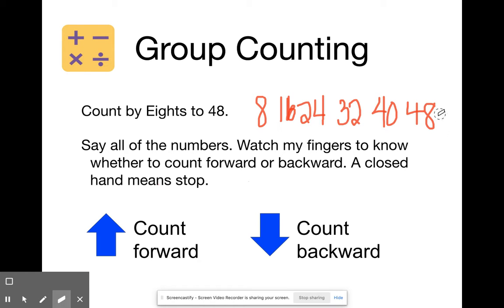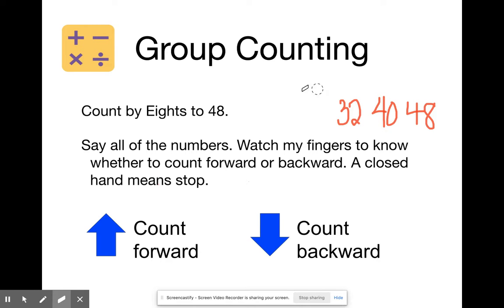Okay, this time we're going to go backwards, starting with 48. Everybody, 48, 40, 32, 24, 16, 8. Okay, now we're going to see if we can get these last two here. We're going to go all the way to 8. 48, 40, 32, 24, 16, 8.